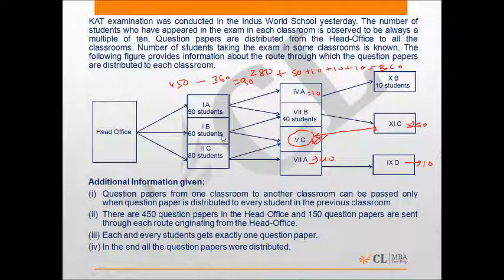So the total number of students in classes 9, first A, first B, second C, fourth A, sixth, seventh B, seventh A, 10th B, and 11th, ninth D is 280 plus 40 plus 10, 330.